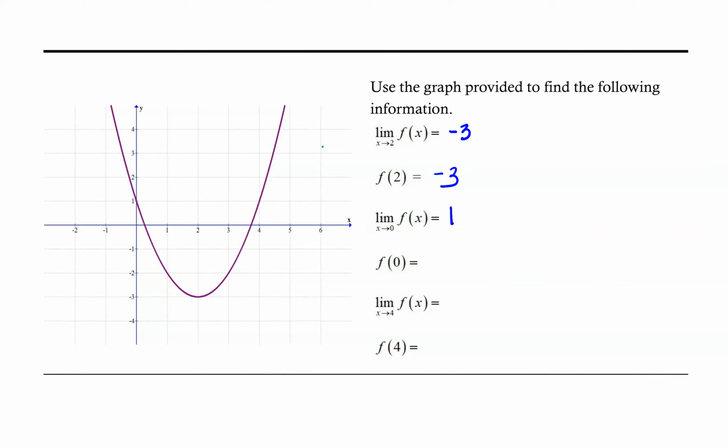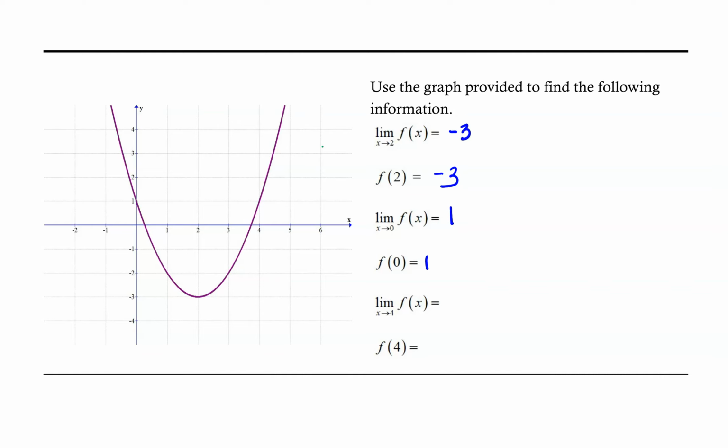We're asked to find f of 0. And so again, here was 0, and we're looking to see if there is a corresponding function value. And it appears to be so. There is a point there. And the coordinates of that point are (0, 1). The value of the function f of 0 equals 1.